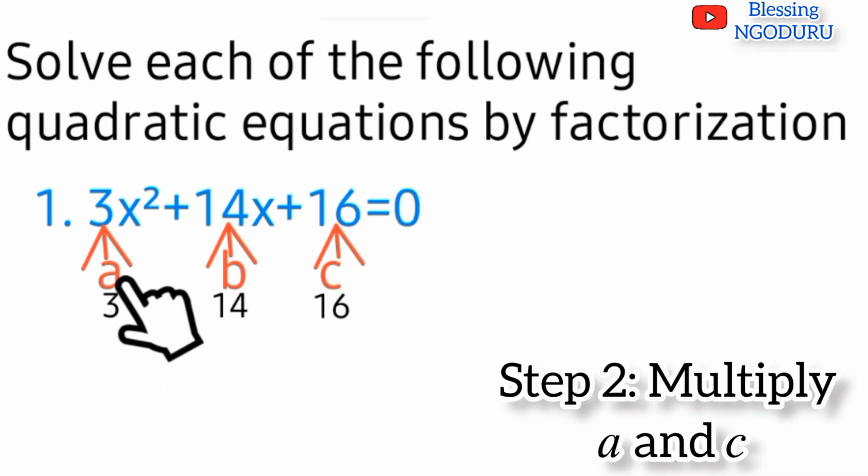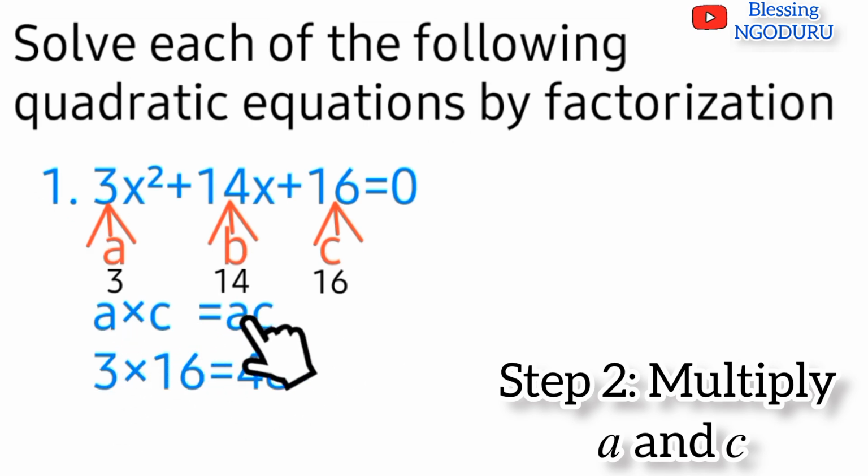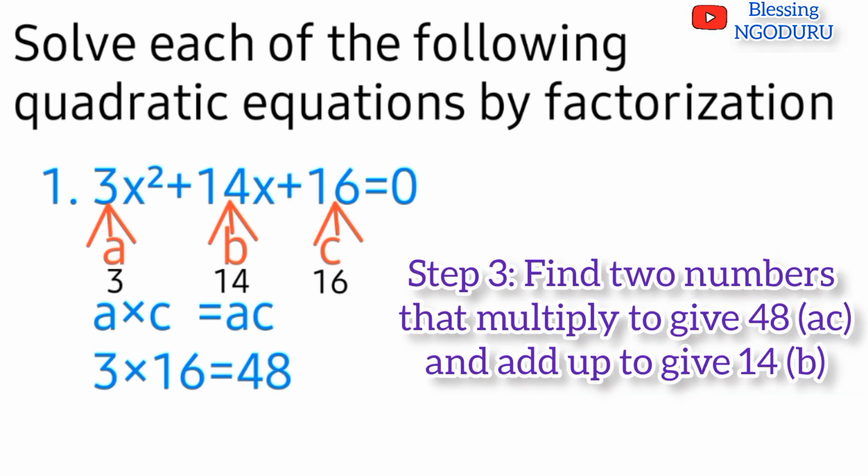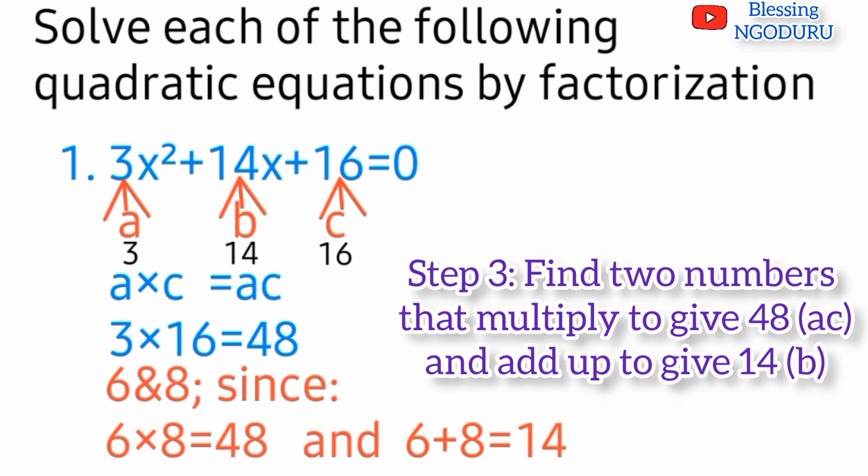Next is to multiply a and c. Our a value is 3 and our c value is 16. So we're expected to multiply 3 by 16. Multiplying a and c gives ac, that is 3 times 16, which gives 48. Next is to find the numbers that multiply to give 48 and add up to give 14, being the value of b. The numbers are 6 and 8, since 6 times 8 gives 48, and 6 plus 8 gives 14, being the value of b.